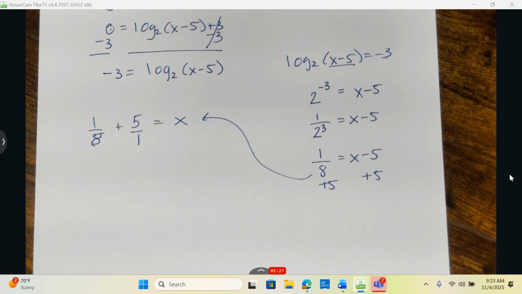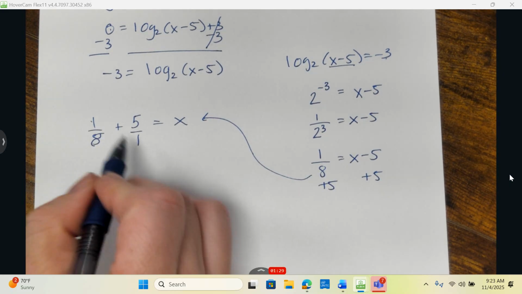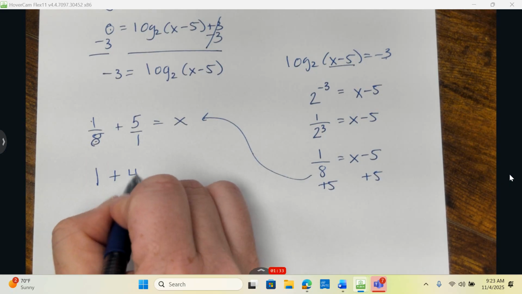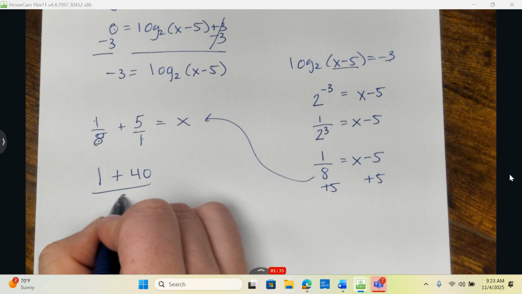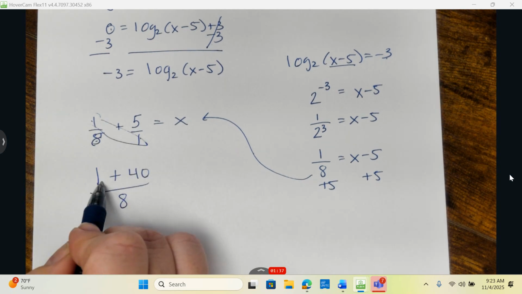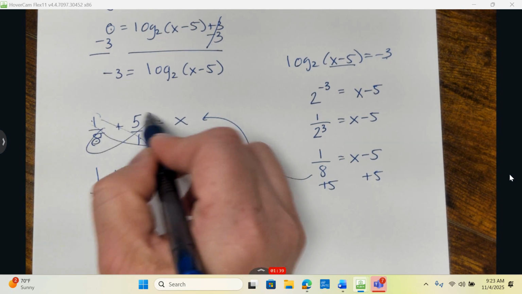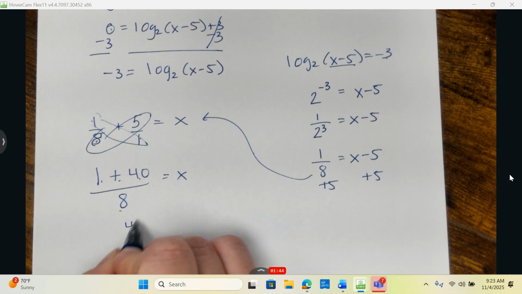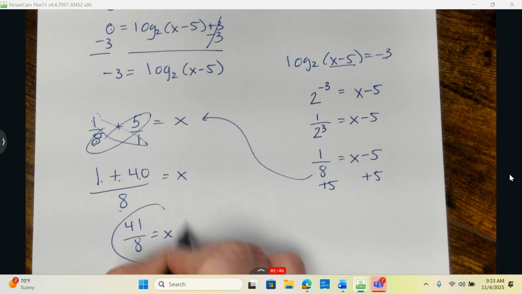Now, a couple different ways we can do this. I think I'll do the butterfly method. 1 times 1 is 1, plus 8 times 5 is 40, over 8 times 1 is 8. Once again, 1 times 1 is 1, drop down the plus sign. 8 times 5 is 40, over 8. 41 over 8 is the answer.